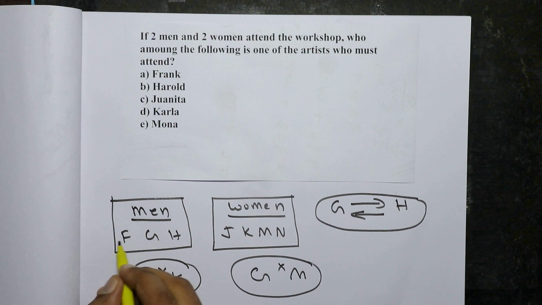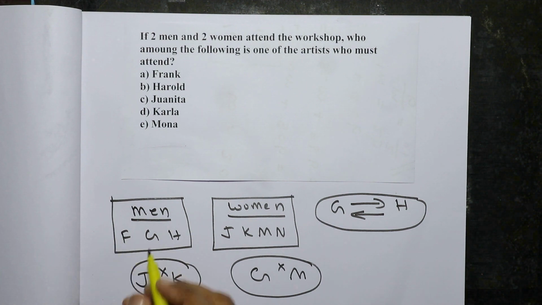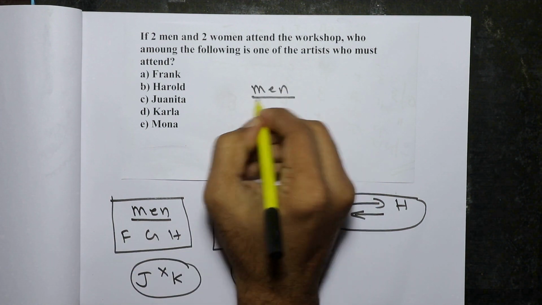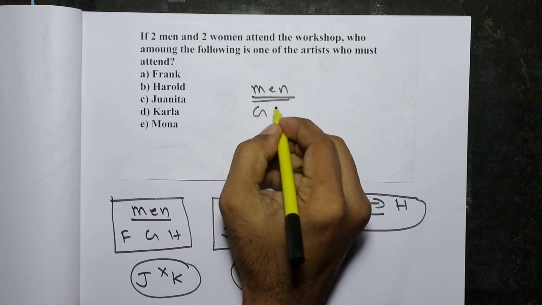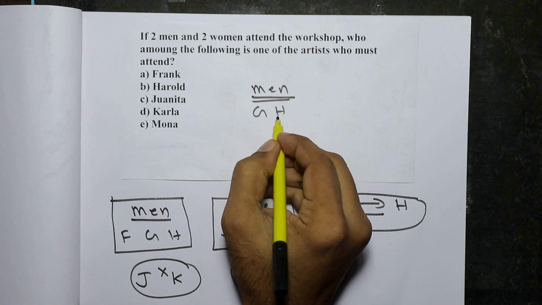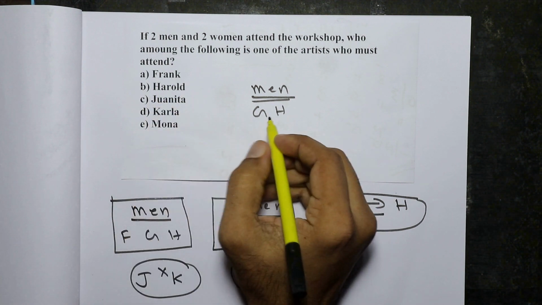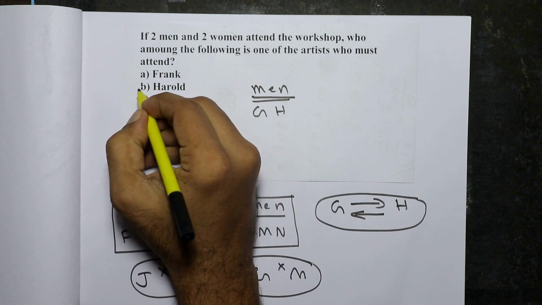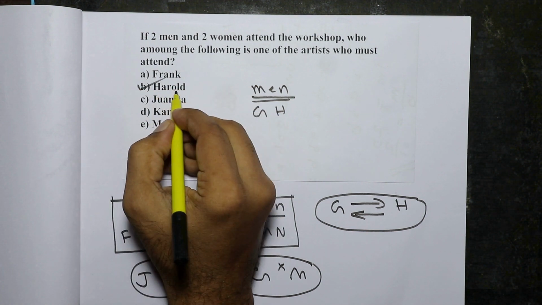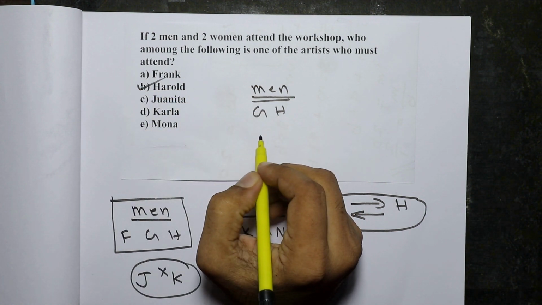So basically it means that F cannot be selected. So among the men it will be G and H. So both G and H necessarily have to attend. Now G is not there but H is there. So option B, H is the right answer. Harold compulsorily must attend.